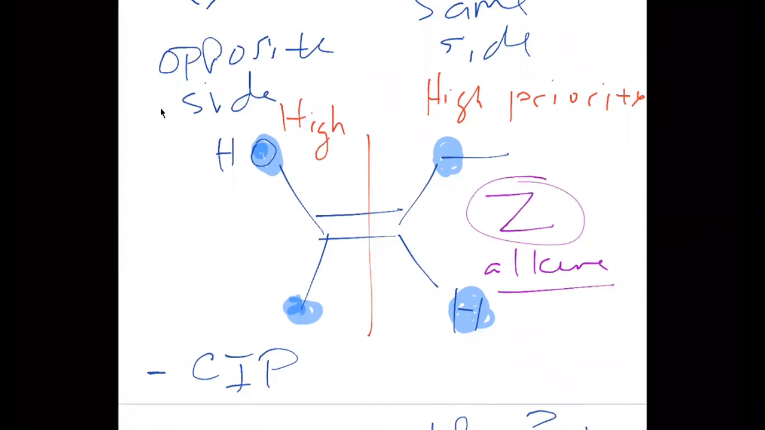Zusammen means same side. Entgegen, which is E, means opposite side. Dr. Russell, you said once you do the high priority thing, what did you say after that? So if the high priority groups are on the same side of the double bond, then it's Z. You see how on the right side, the high priority is on the top side, and on the left side, the OH, the O, is also on the top side? Yes. Yeah, so if they're on the same side of the alkene, then it's Z.